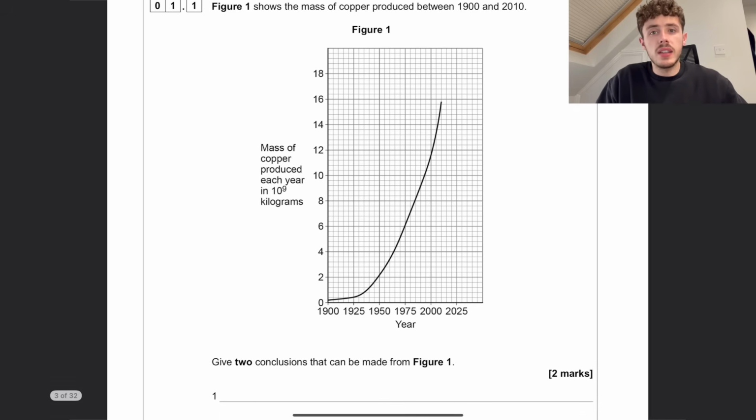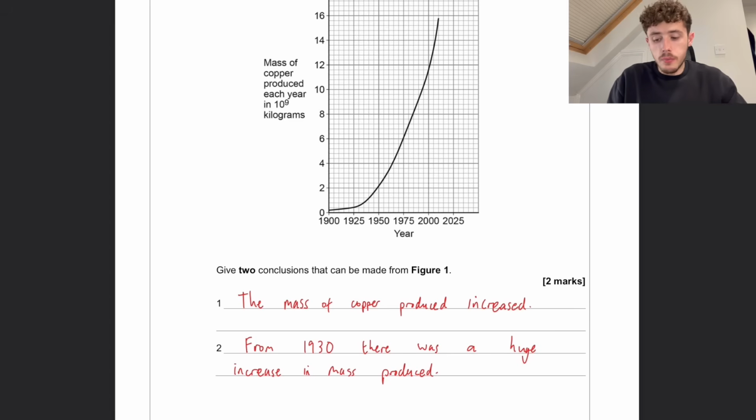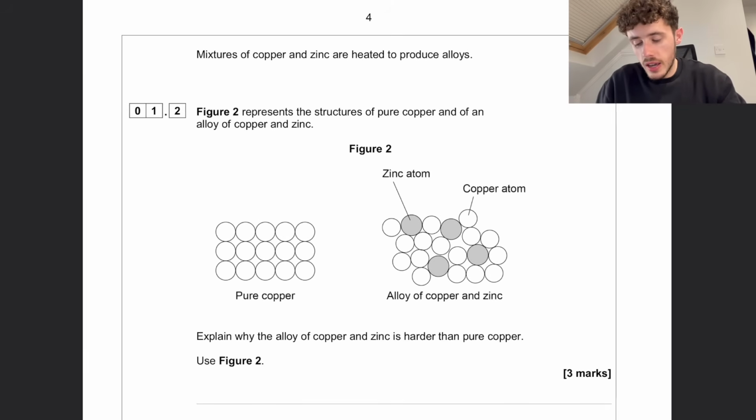So a first basic observation we can make is that the mass of copper produced increased. And staying on the idea of the mass of copper produced increasing, we can say that from the year 1925 or 1930, there was a huge spike in the amount produced. And there are multiple other things you could say, so any ideas let me know down below. Other people might find it useful. On to the next part of the question.